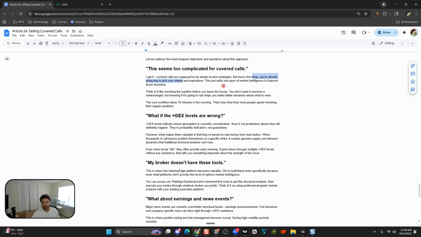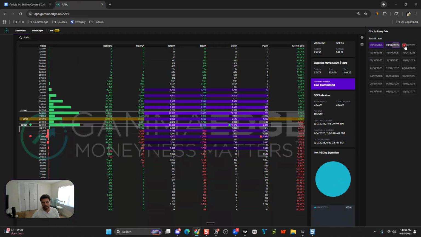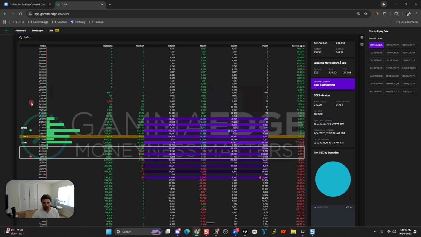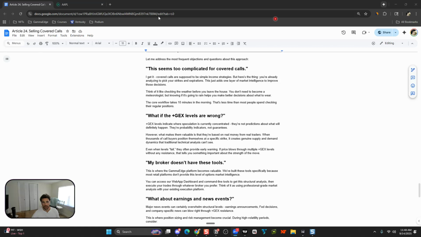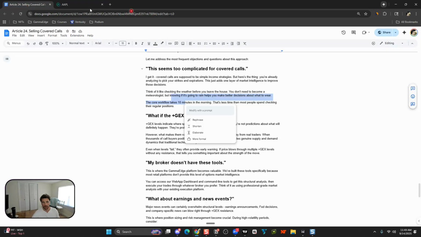Now you're simply adding one layer, which we make super easy for you to do. You're going to the dashboard quickly to understand, okay, does the positioning make sense with what I want to be doing here? Right. And as a simple analogy, it's like checking the weather before leaving the house. You don't need to become a meteorologist, but you can simply look to see if it's going to rain or not to make a better decision. If you should bring a jacket, or an umbrella, all that good stuff. The core workflow takes you less than 10 minutes, right? It took me 2 seconds to just run through this really quick.